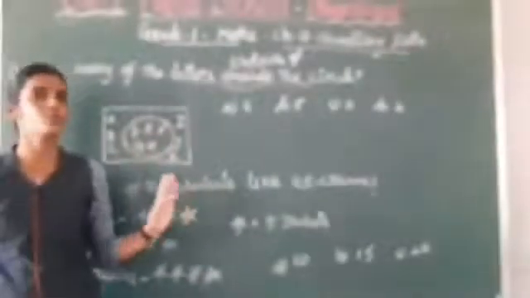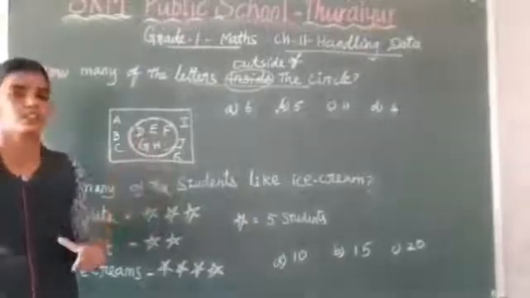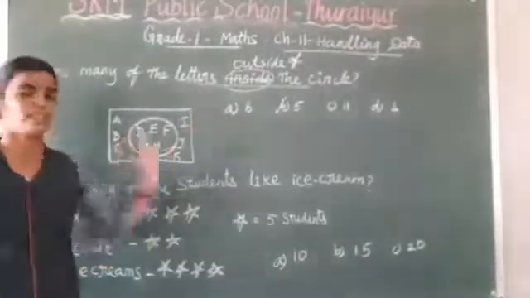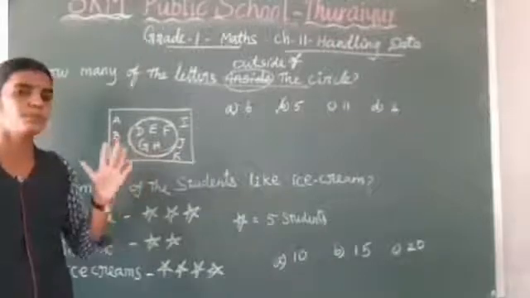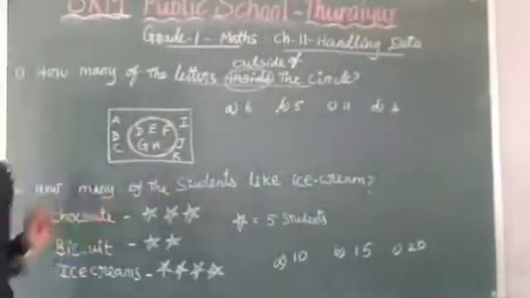So these are the different types of questions they are asking. No problem. You just observe the question, then find out the answer. Outside means 6 letters. Inside the circle means 5 letters. Understand? Okay. So come to the next question.